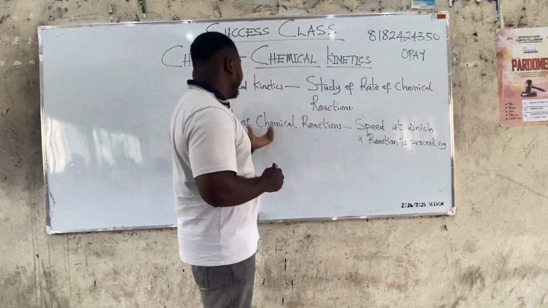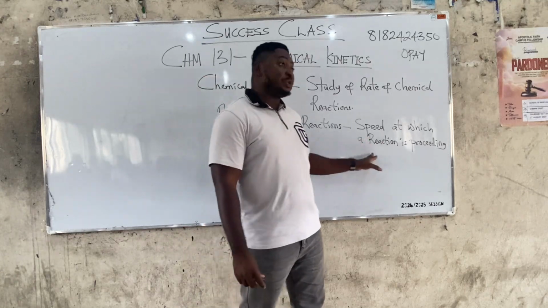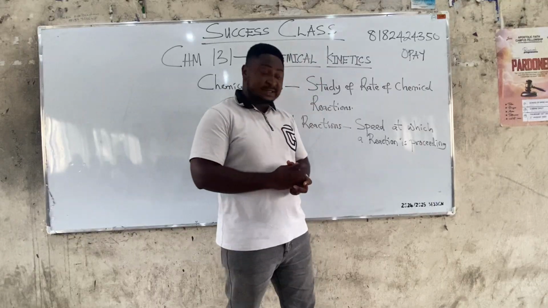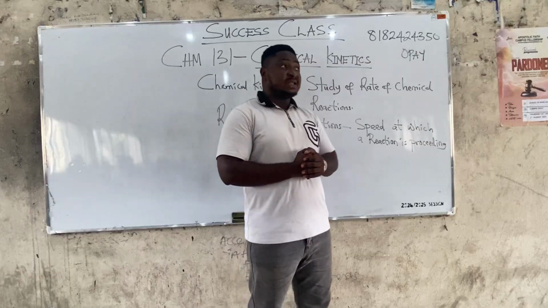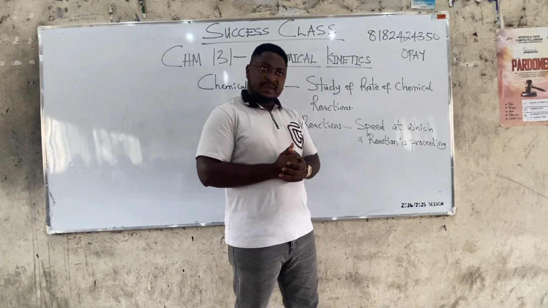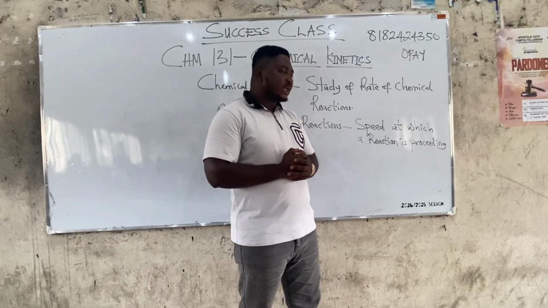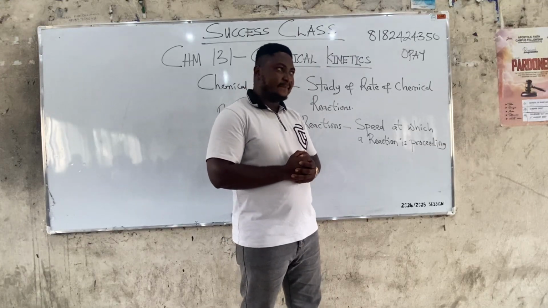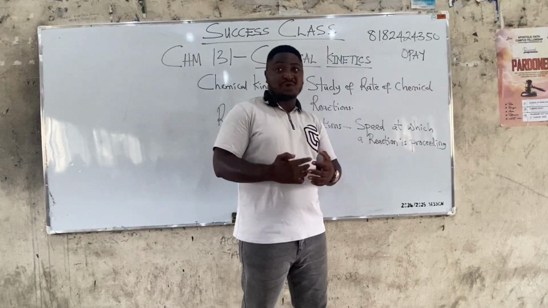I said the rate of chemical reaction is what? It is the measure of the speed at which a reaction is proceeding. That's what I started with, right? That is how fast or slow a chemical reaction is what? Occurring. Class, there are factors that will determine how fast or slow a chemical reaction will proceed.